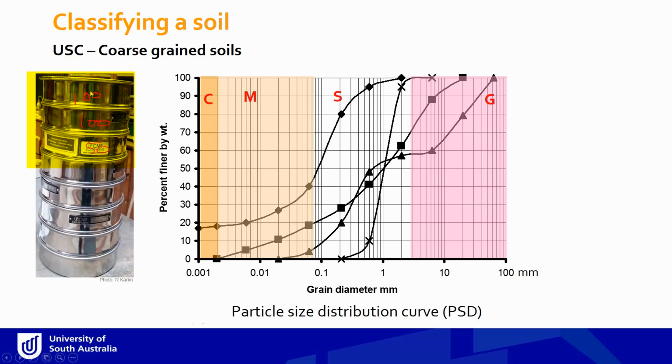Once we have done that, we plot the sieve size as grain diameter, and on the y-axis we plot the percentage finer calculated. And then we look at the shape of this graph. Now, how do we understand what these graphs mean? Let's start with this one. I'll put a cross in here, say this one.